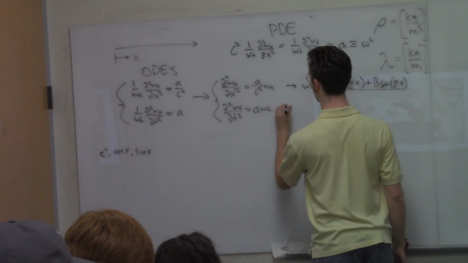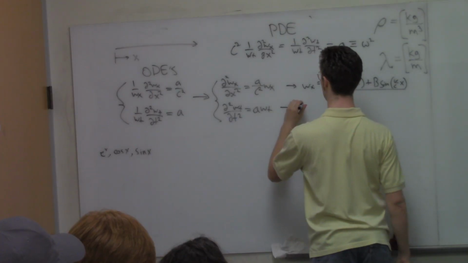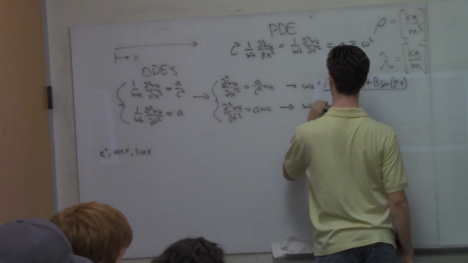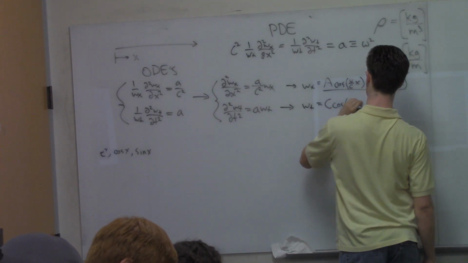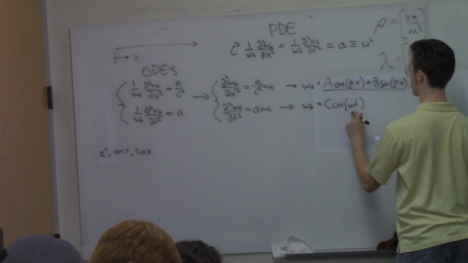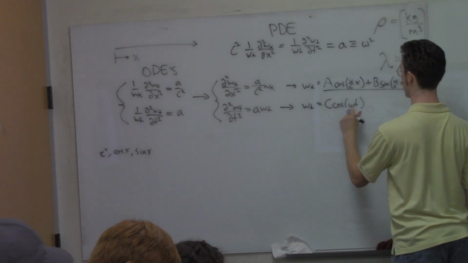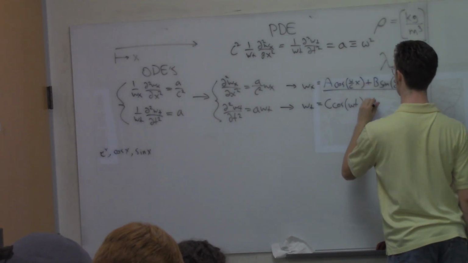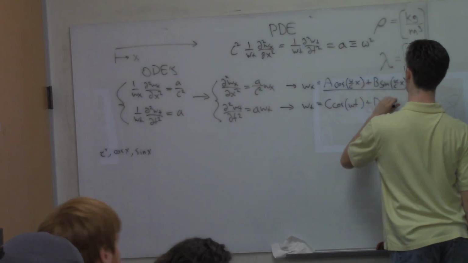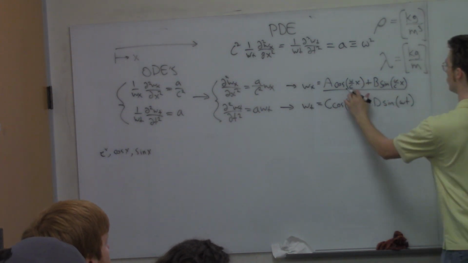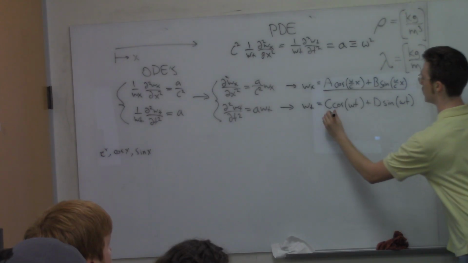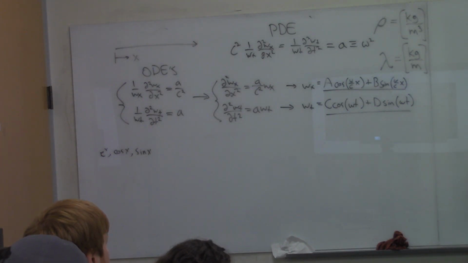Same thing we're going to do for time. Wt is equal to a big C cosine omega t, because we're trying to get it back into radians. This is radians per second, times seconds is just radians, so that's good. Times d sine omega t. This omega is the same between these two equations because the entire system acts with the same frequency.